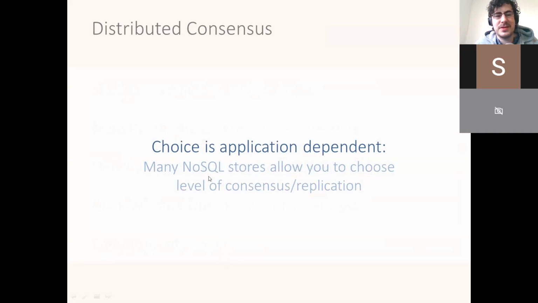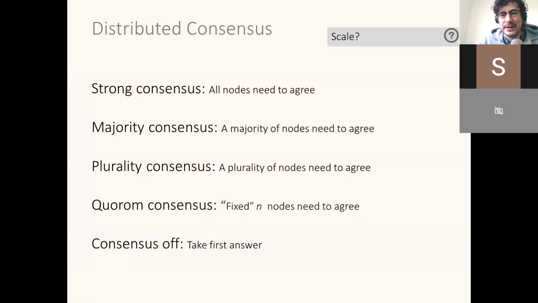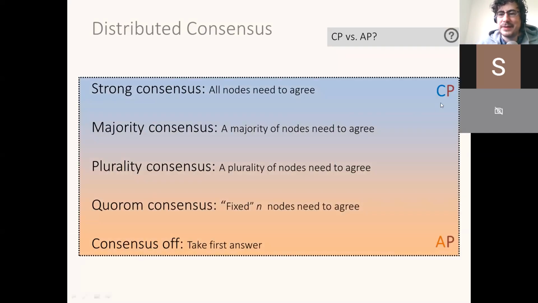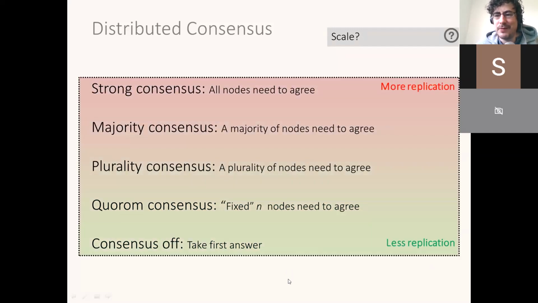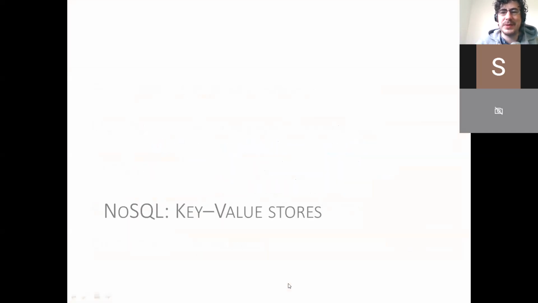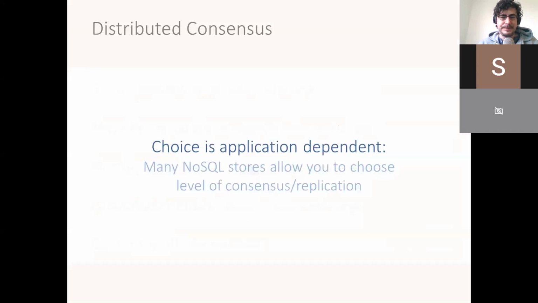So which is better? There's no which is better, which is worse. It's a trade-off, right? And the choice is often application dependent. In fact, many NoSQL stores will allow you to configure the level of consensus, the level of replication, and this allows you to find the point of trade-off you want between a CP and an AP system. So whether you prioritize more availability, or you really want the answers always to be correct in terms of a CP system. Any questions or doubts?